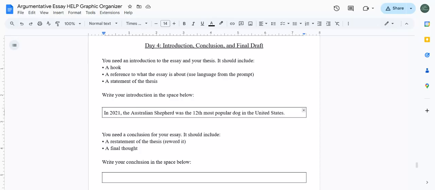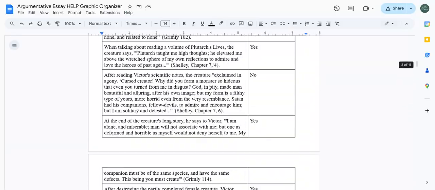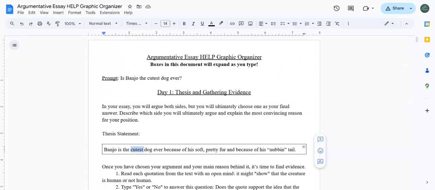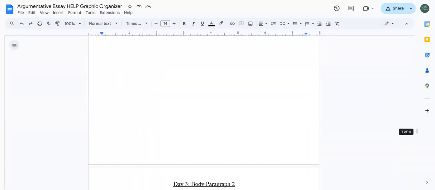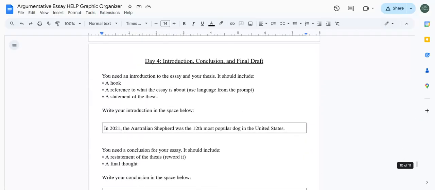No, not or, and a statement of thesis. So here's the thing. My thesis includes language from the prompt, as it should. So I'm combining these two ideas right here. Let's go all the way back to the top, and we're going to copy our thesis. We did a great job on day 1, so we're able to copy and paste on day 4.